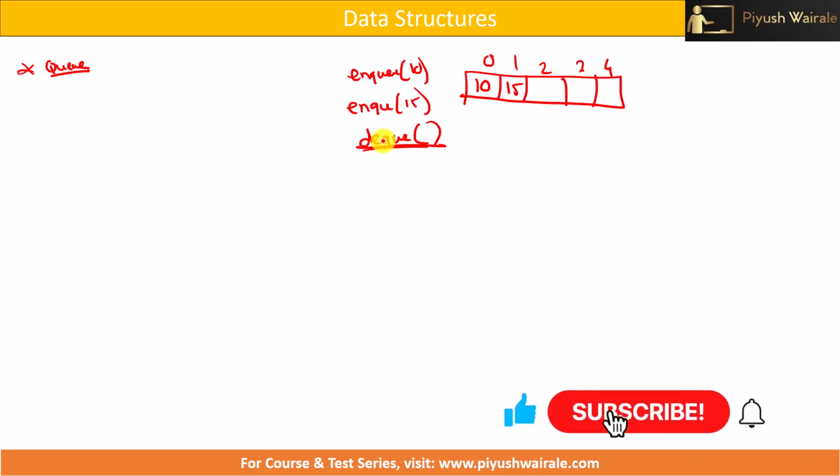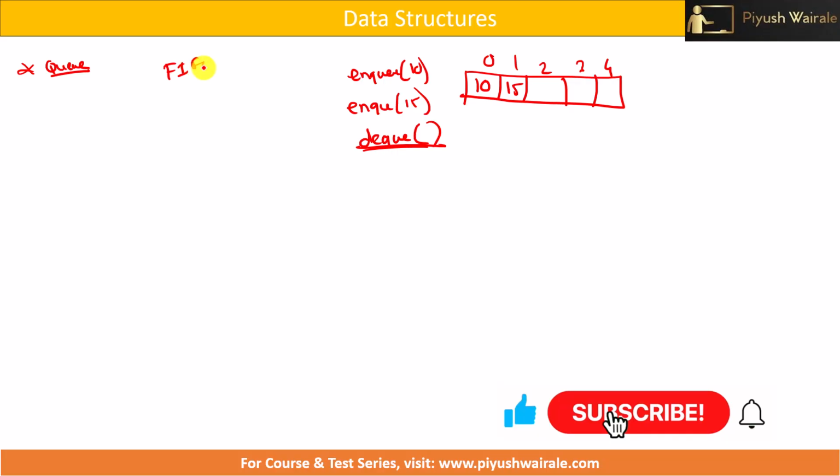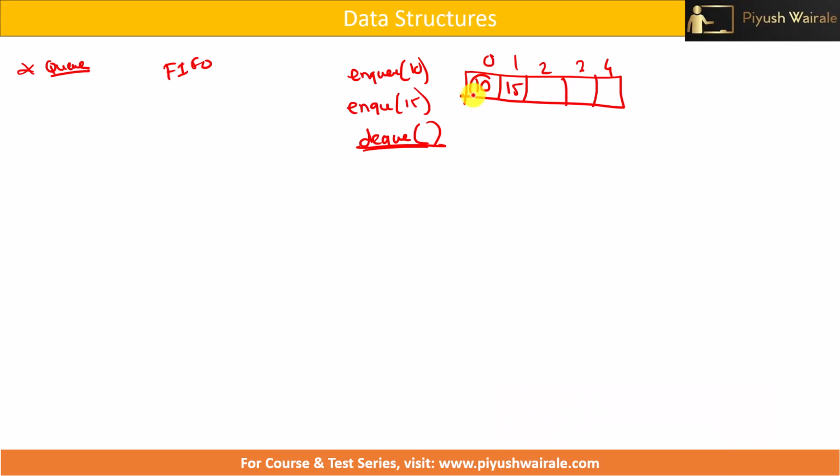Then if I say dequeue here, what does dequeue mean? Dequeue means we have to remove an element, but which element? Based on the first in first out principle, whichever element entered the queue first, we have to take out. We have seen that 10 entered first, so 10 will be taken out. And if the next operation is enqueue 20, this 20 will be added at index position 2, even though index position 0 is empty. Okay, so this is about the queue in general.